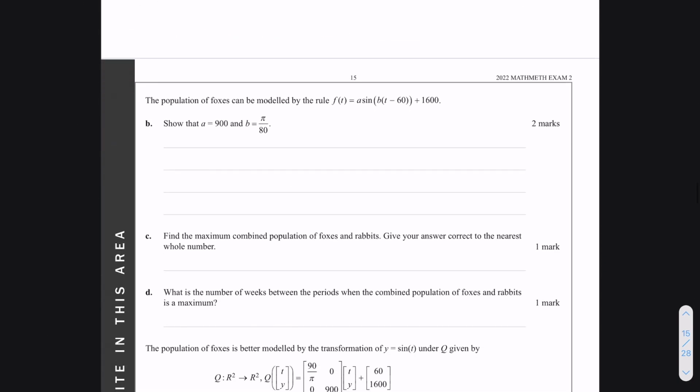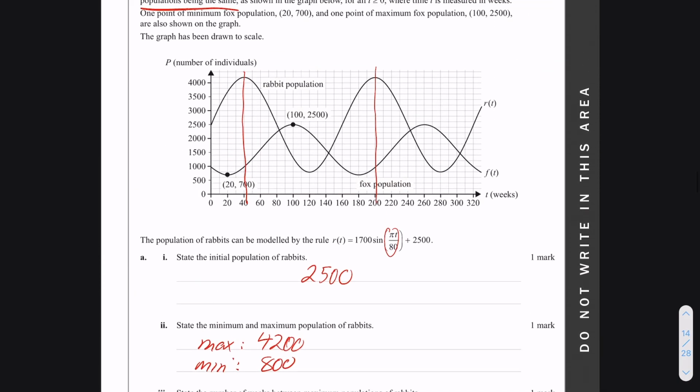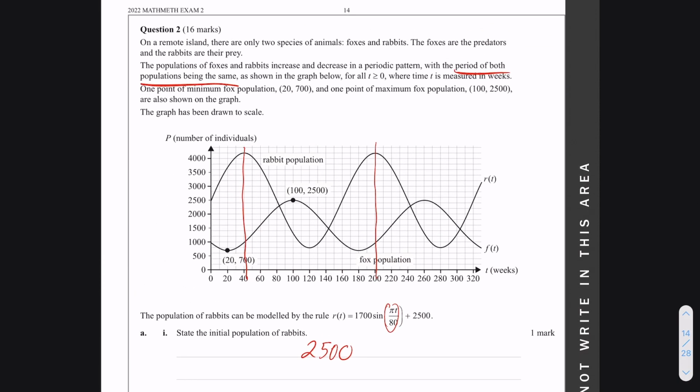All right, the population of foxes can be modeled by the rule f of t equals a sine b(t minus 60) plus 1600. Show that a equals 900 and b equals pi over 80. Oh, so we've got 2 points, the minimum and the maximum.